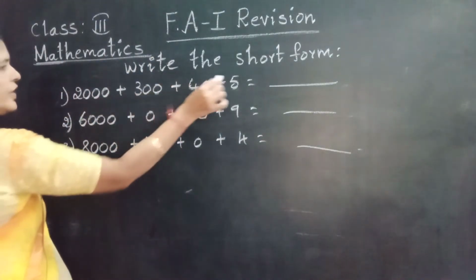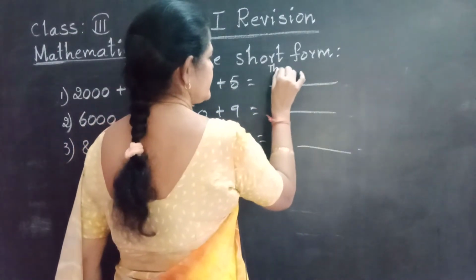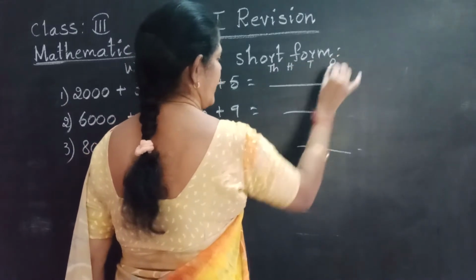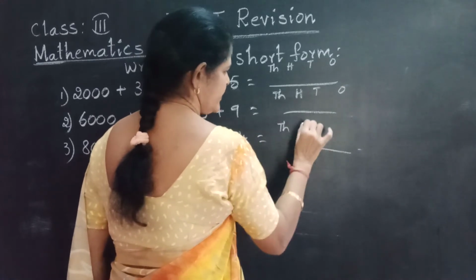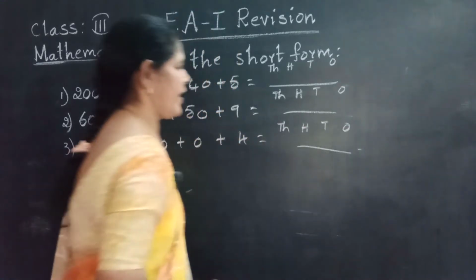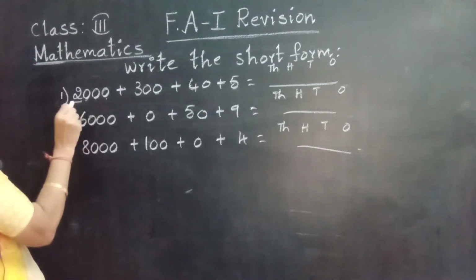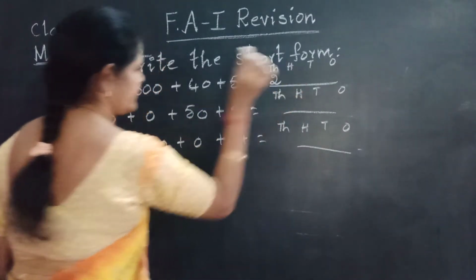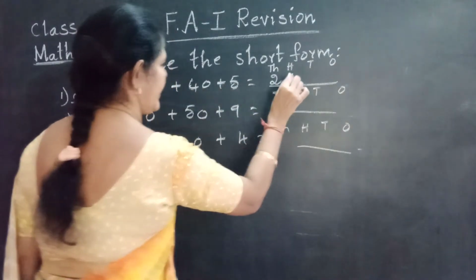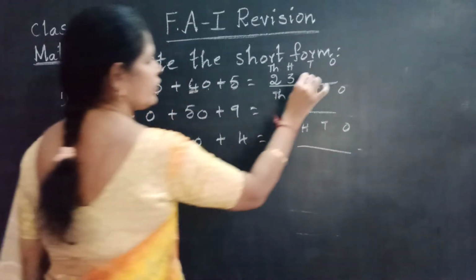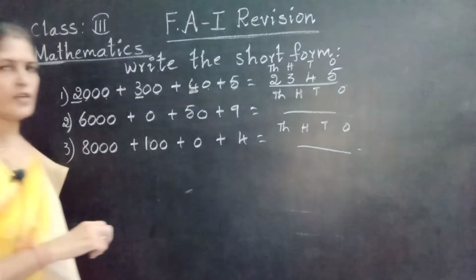See, 1, 2, 3, 4 places. 4 places means 4-digit number. Thousands, hundreds, tens, ones. 2000: remove zeros and write this number only in the thousands place. Next, 300: write 3 only in the hundreds place. 40: write 4 only in the tens place. 5: write in the ones place. This is going to short form.